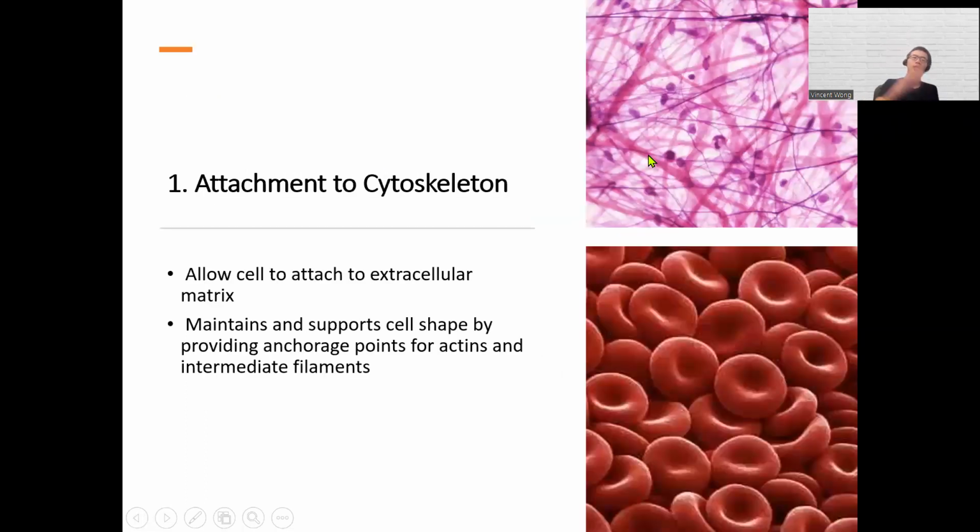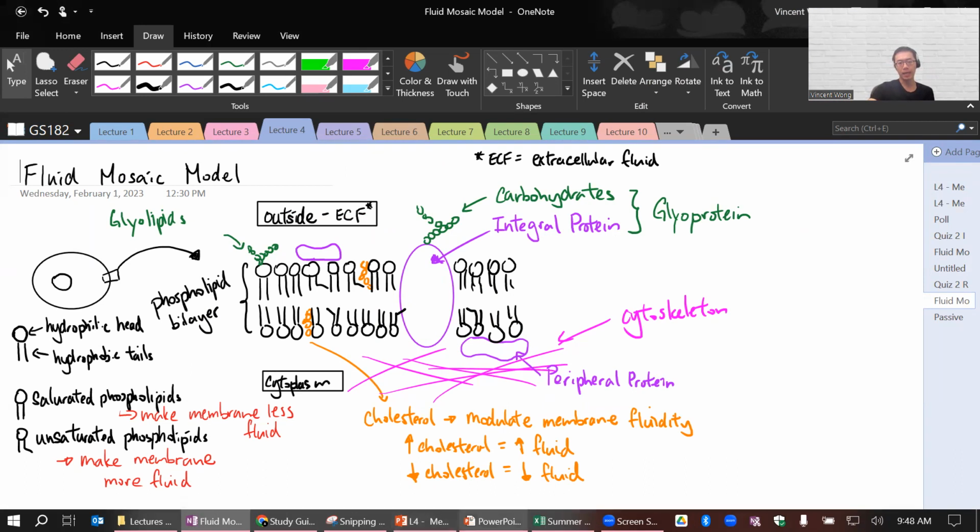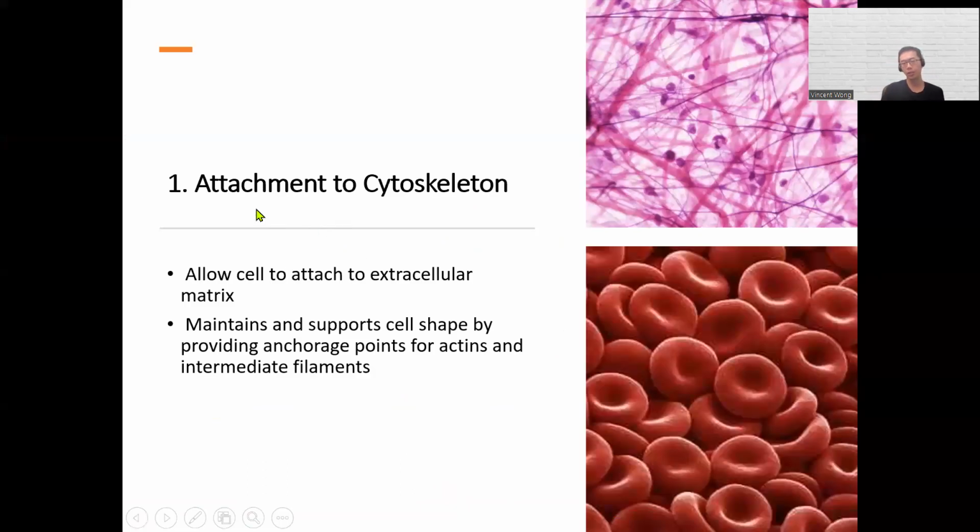So what does it do? Well, we already kind of talked about this when we drew the picture, right? You see here, we had the cell membrane and we have some peripheral proteins here that are anchoring the cell membrane to the cytoskeleton, right? And that's precisely what the function is. One of the functions anyway, one of the 6 functions that we'll talk about. It allows the cell to attach to the extracellular matrix, the outside environment, but also to the cytoplasm as well.